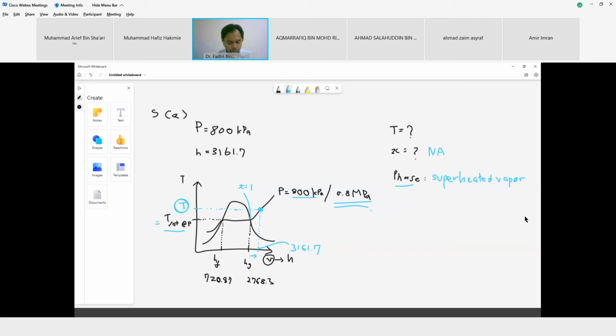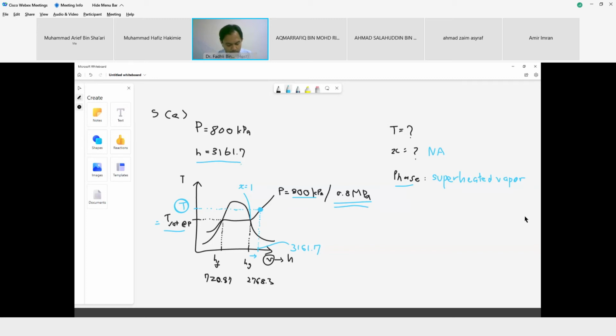For the column 0.8 megapascal, the saturation temperature is 170.41 degrees C. Okay, that is what it means. Now the pressure is 0.8 megapascal. After that, we are given entropy. Entropy is 3161.7. So, tadi saya beritahu kamu kita ada senarai value untuk entropy, right?